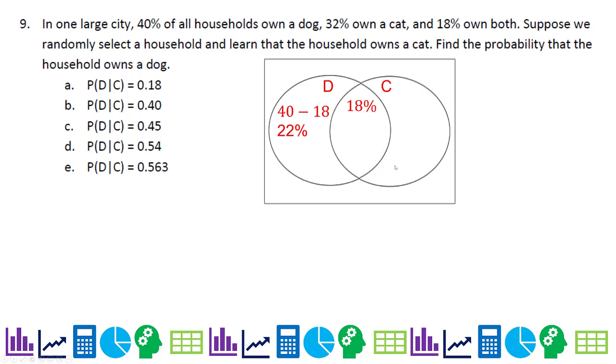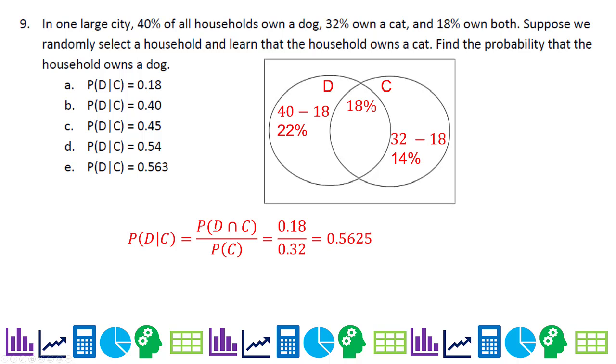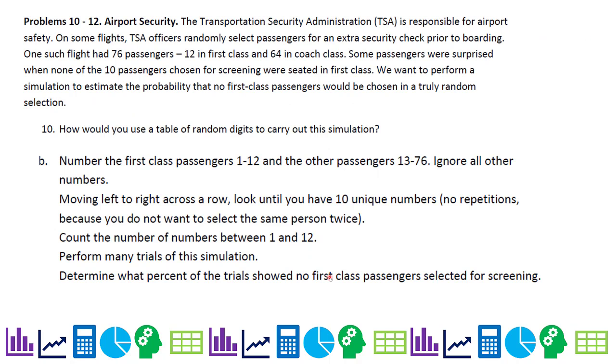And then I'm going to take the 32% here and subtract the 18, and I get 14%. Now, this didn't really affect my answer. It's fine. So probability of a dog given a cat is the same as probability of a dog and cat, which we said was 18%, 0.18, over the probability of having a cat. And we knew the total for that was 32% or 0.32. When we divide it, we get 0.5625, which rounds out to answer E.